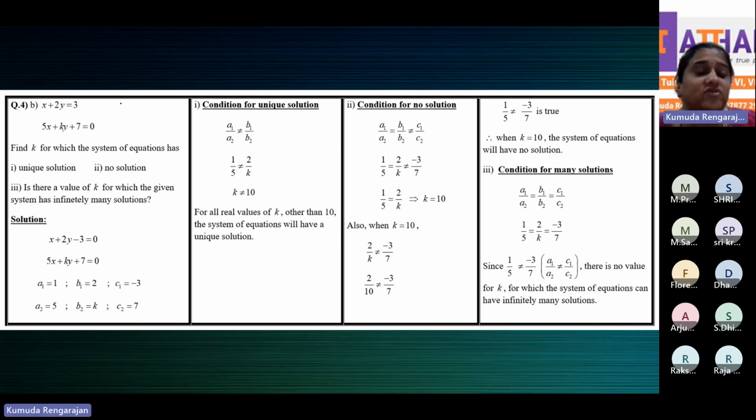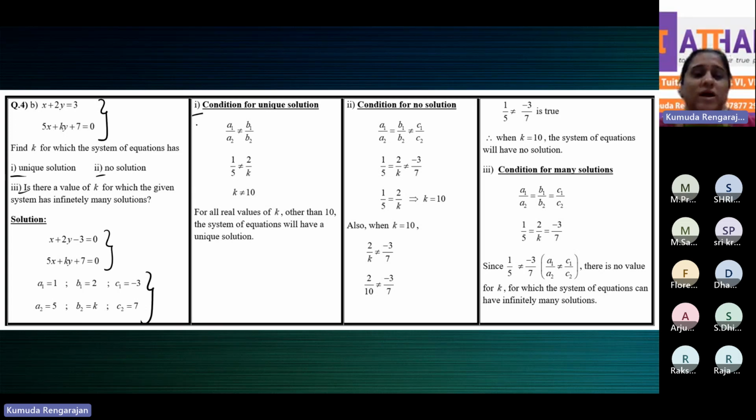See, for questions like this, step 1: write the equations in the standard form. That is, have all the terms on one side equal to 0. That is the first step. Then write out the values of A1, A2, B1, B2, C1, C2. That's the next step. Now answer the questions 1, 2, and 3.